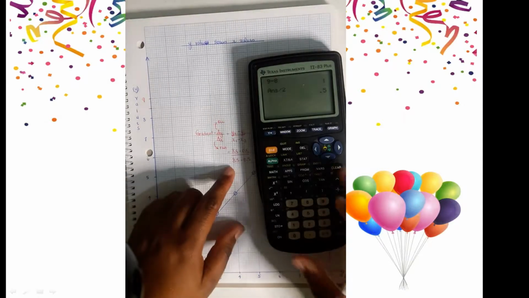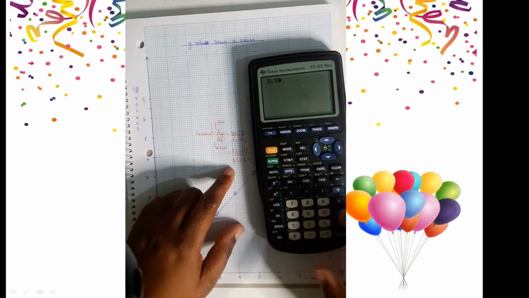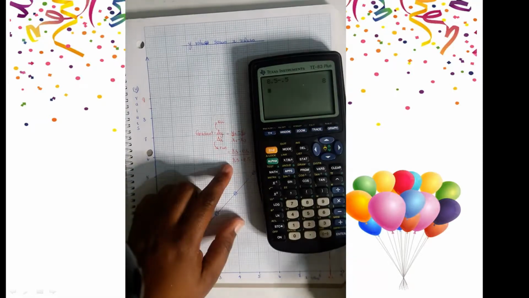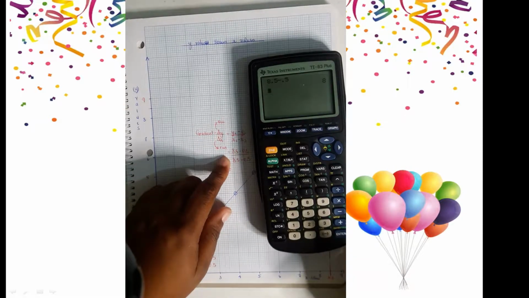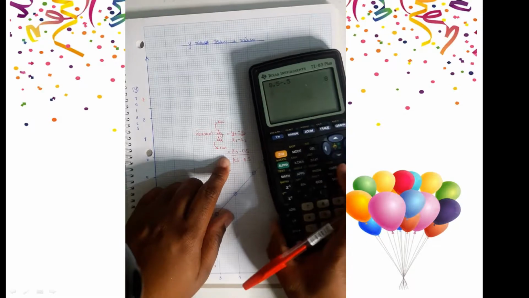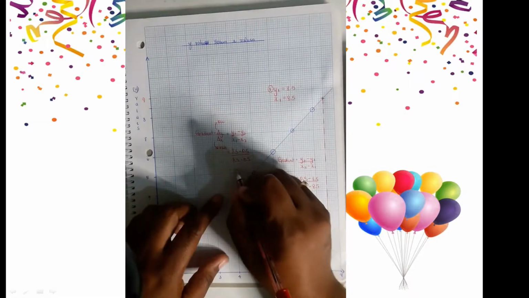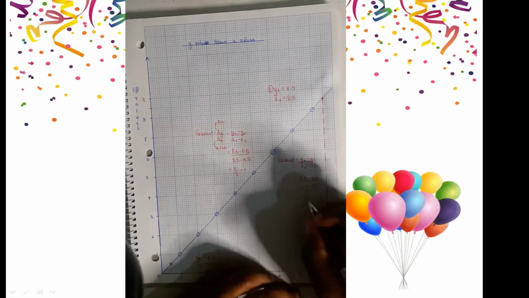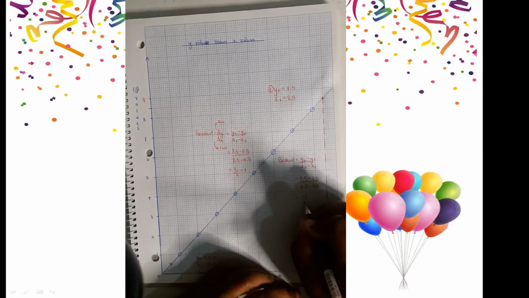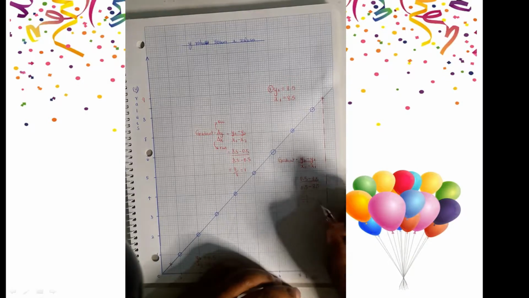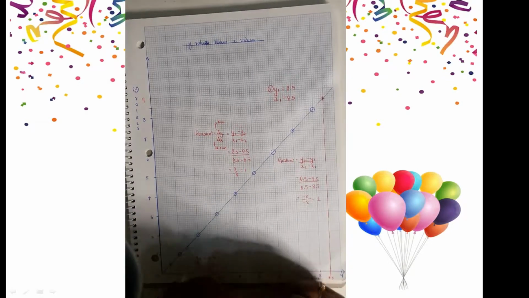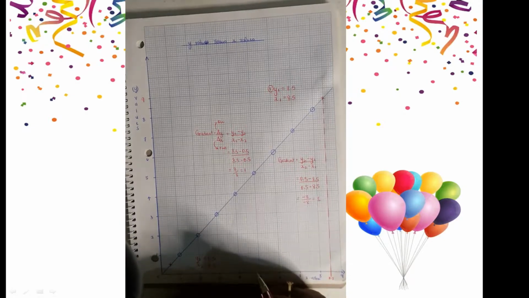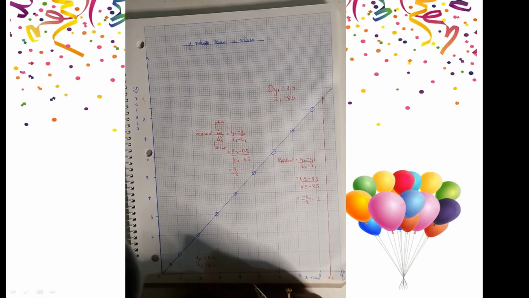So let's do this one. 8.5 minus 0.5 gives us 8. And so this and this are the same thing. So we know it's 8 over 8, and that will give us 1. And this will give us now negative 8 over negative 8, which would give us 1, because a negative divided by a negative will give you a positive number.